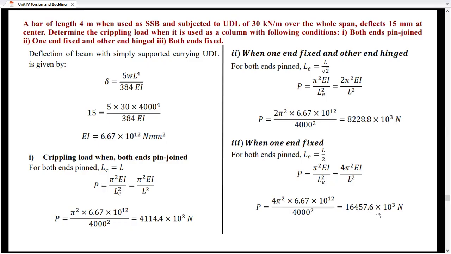So we'll stop for this session. These are some cases which we have taken to calculate the buckling load of that particular column.